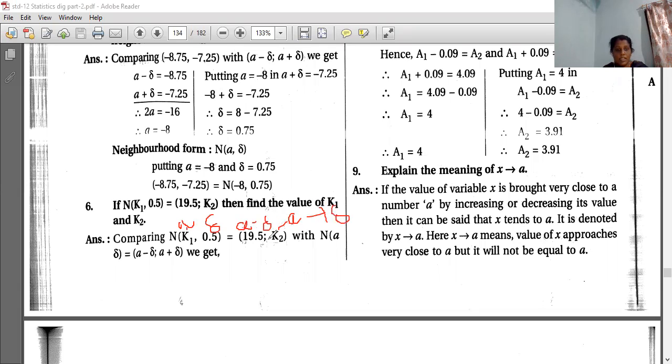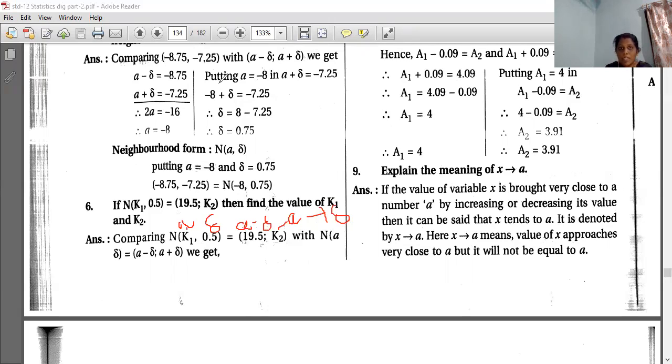See, a minus delta. So a is k1. So k1 minus, in place of delta what you have to write, 0.5 equal to 19.5. So the value of a comes to 20. Sorry, k1 comes to 20. k1 equal to 20 will be there. Then next what we have to take here is a plus delta equal to k2. So what is a here, the value of k1 we got was 20, plus 0.5 equal to k2, that is 20.5 equal to k2. Simple, isn't it?